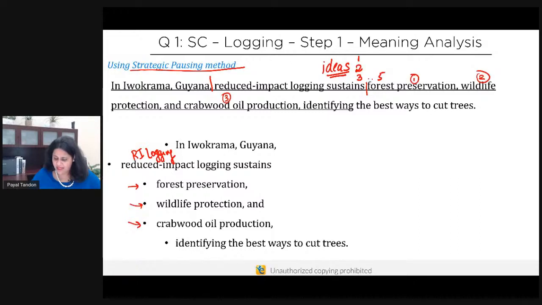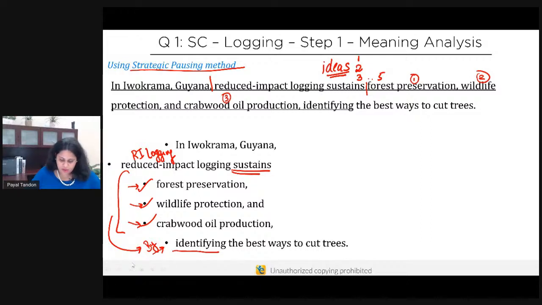Comma, identifying the best ways to cut trees. So identifying, this is a verb-ing modifier. I'm applying my understanding of how verb-ing modifiers work. It appears as if this is modifying the action described here: the fact that RI logging sustains these 3 things leads to identifying the best ways to cut trees, or RI logging sustains these three things by identifying the best ways to cut trees. So that's what the author is trying to tell me.